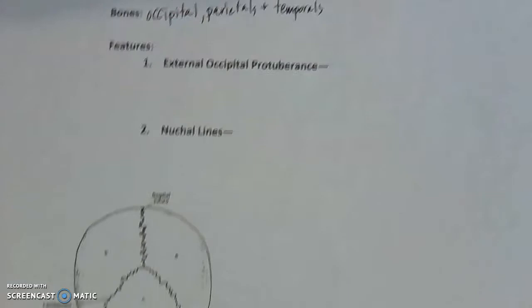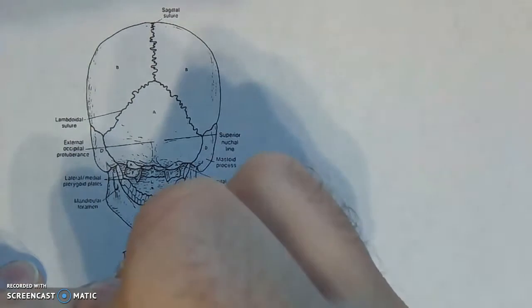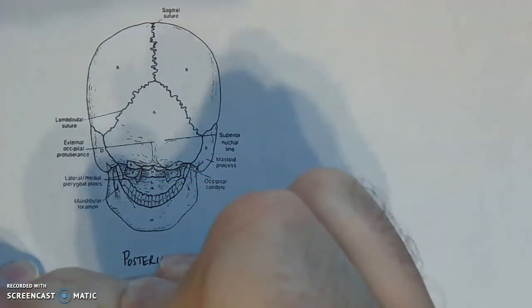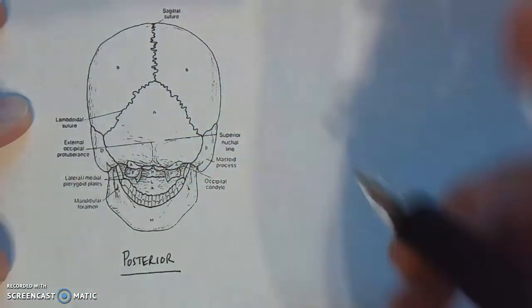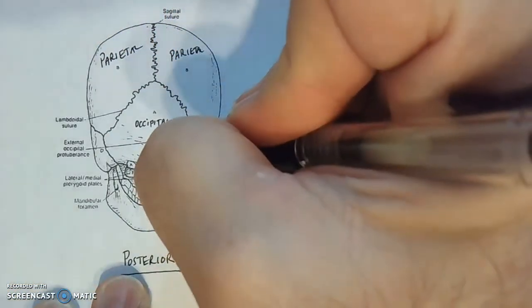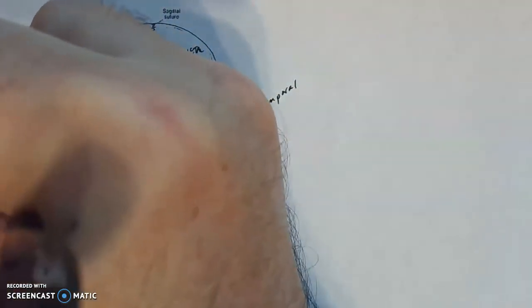So if we go down to our diagram here, which is our posterior view, and I'm just going to write posterior so I know that this is that view. Here we have the back of the skull. So here we have a parietal. Here we have the other parietal. Here is the occipital. And then the temporal are these bones. So there's a temporal bone, and right here is a temporal bone.